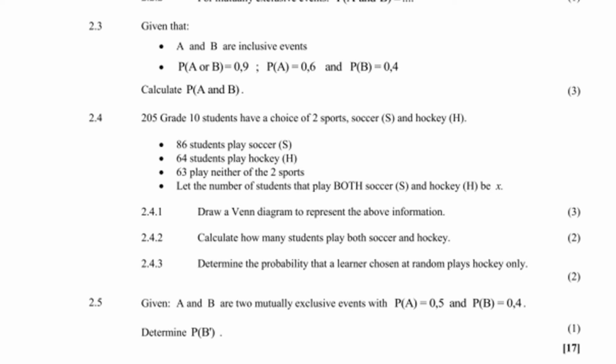Okay, 2.4. It says 205 grade 10 students have a choice of two sports, soccer, S, and hockey. Right, so we have 86 students playing soccer, 64 students play hockey, 63 play neither of the two sports. Let the number of students that play both soccer and hockey be X. And then we have 2.4.1, which says draw a Venn diagram to represent the above information.